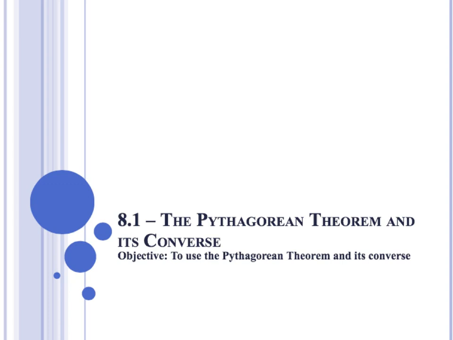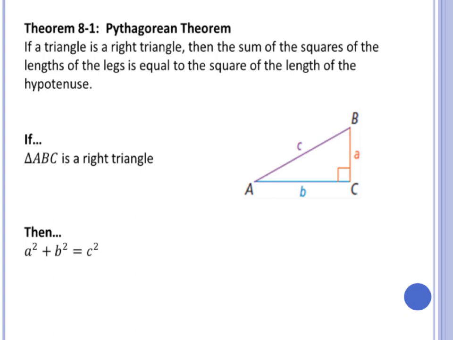Welcome to Chapter 8, where it's all about right triangles and trigonometry. Today we're going to talk about the Pythagorean theorem. Hey, I think I remember what that is. Oh, yeah, you do. For every right triangle, we have the Pythagorean theorem. So if it's a right triangle, then we have that a squared plus b squared equals c squared.